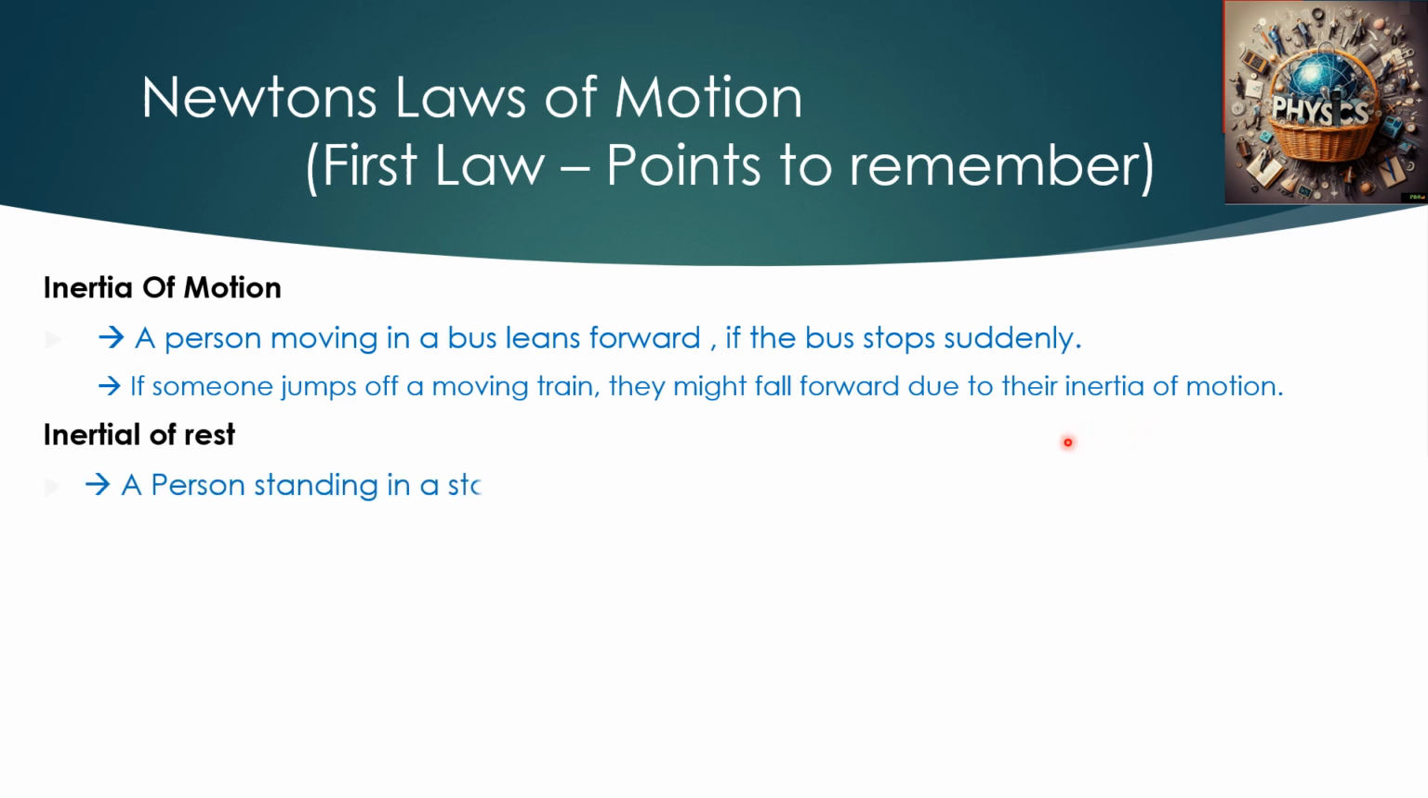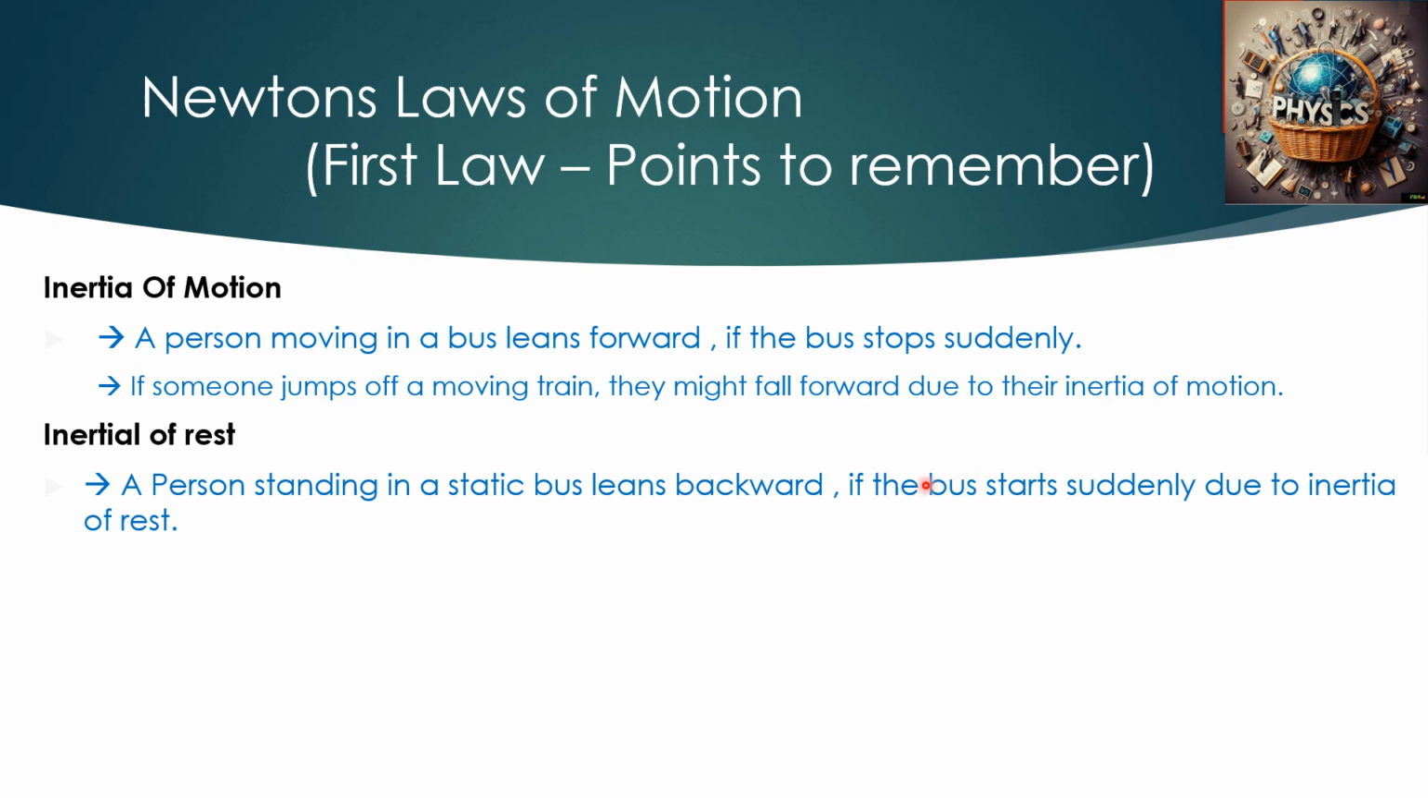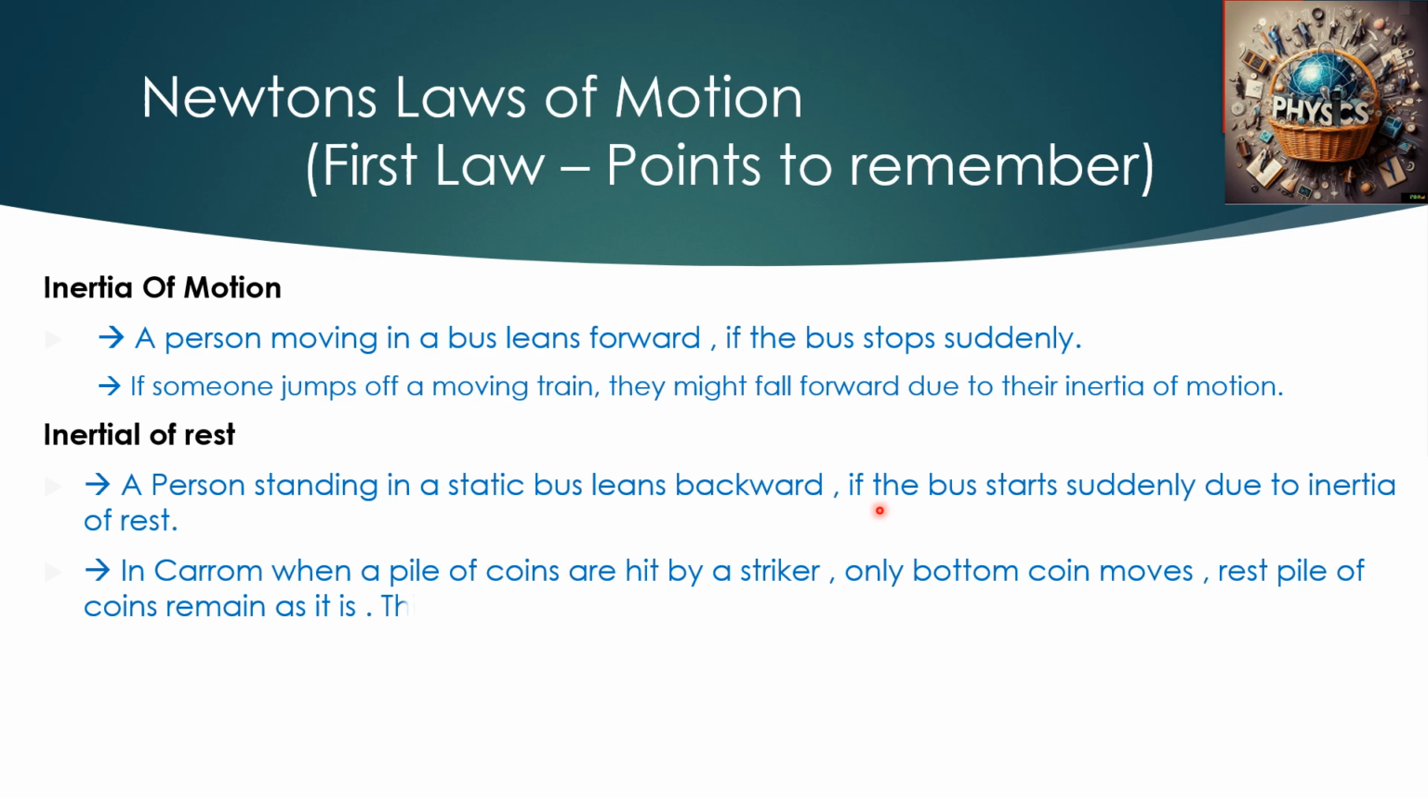Inertia of rest, a very similar example. You are in a static bus and then the bus starts moving, then you will lean backward. That is because you have already acquired a property called inertia of rest, because you are in a static bus and the bus starts moving and the body is not aware of the sudden movement and it starts to lean backward. Same is the case for a pile of coins in a carom. When you strike it with a striker, then only the bottom one moves and the rest of them stay in the same place. That is because of the inertia of rest.